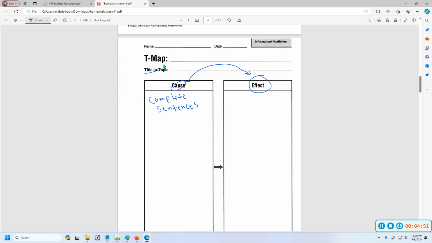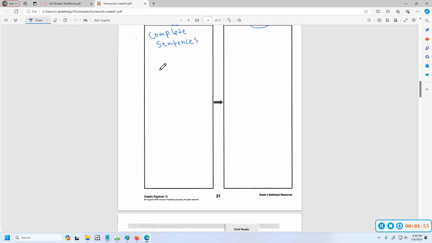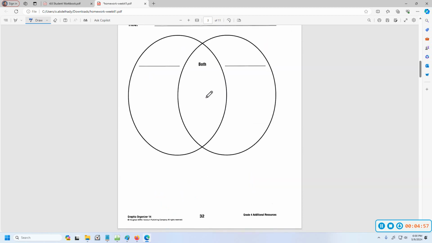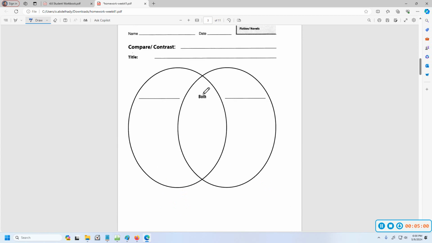Okay, so pick one. You're only doing one, and for both graphic organizers, it has to be a library book that you're reading. It can't be the passage that we are reading, and it's part of the packet.